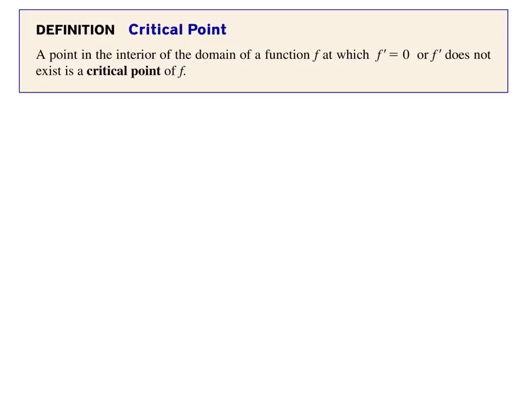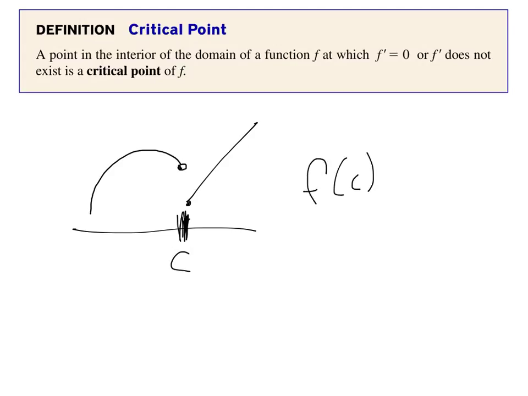That'll be when you have a function that's broken into two separate functions. If the derivative doesn't exist, that's still a critical point there. For example, if we had a function that looked like this, with a closed circle or maybe an open circle there, and then we jumped to this function like that, there is no derivative there. At this value, we'll call it c, f of c is a critical point because the derivative does not exist there.